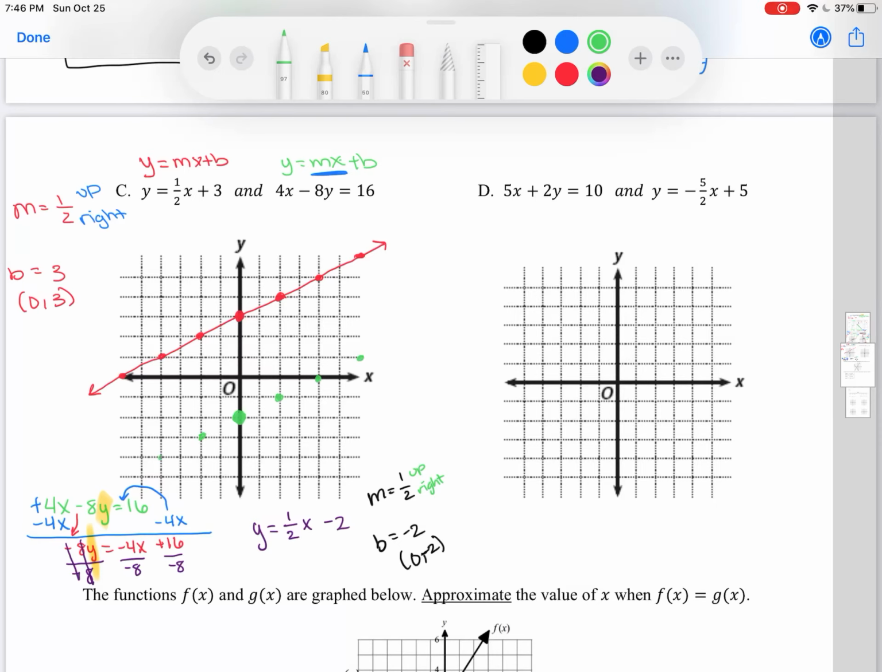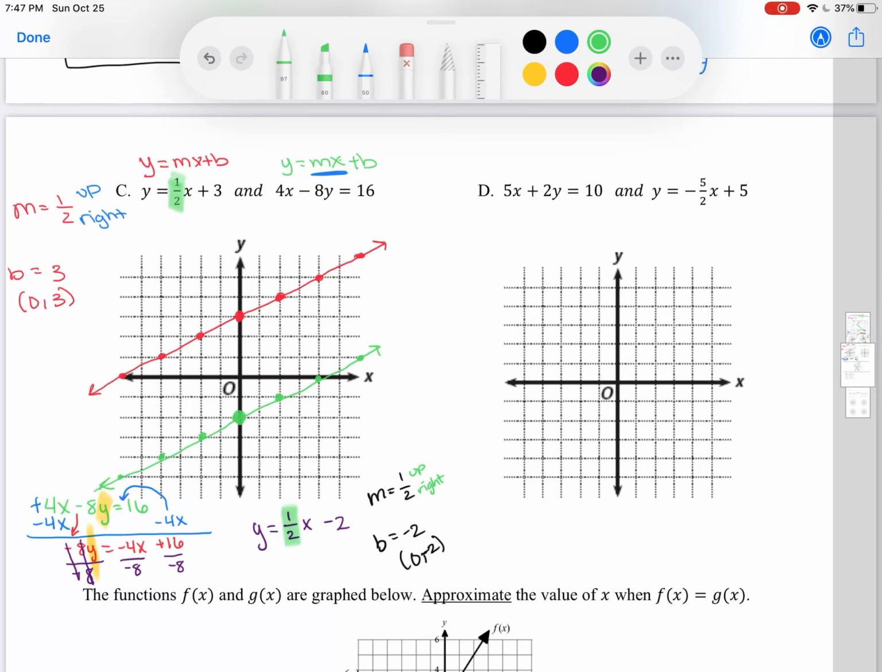And my slope's going to tell me I can go up 1 and right 2. Up 1, right 2. Take a look at what happens on your picture. If I connect the dots and make this line, what do you notice about the two lines? All right, they are both parallel. They're both going in the same direction. They're never going to cross one another.